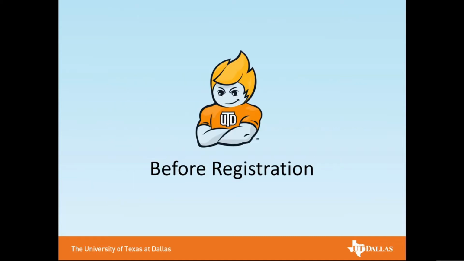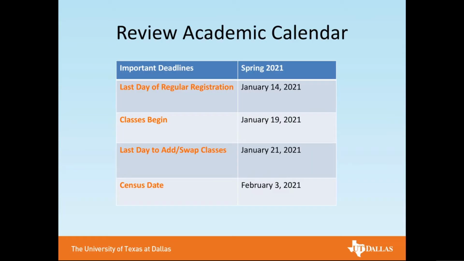Now let's take a look at the items that you need to take care of before registration. First, let's take a look at the academic calendar. The academic calendar is located on the UTD homepage when you scroll all the way to the very bottom of the website. Here on the screen, we have listed the key important deadlines regarding registration.